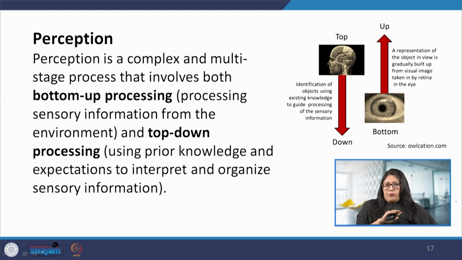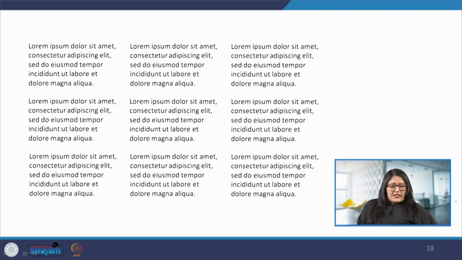And perception, again a subhead of cognition, is quite a complex area of study, and there are 2 broad approaches: the bottom up processing, wherein we process the sensory information first, and the top down, wherein we apply the knowledge that we already have and then interpret it and organize it. So here is an example of text that is in front of us.